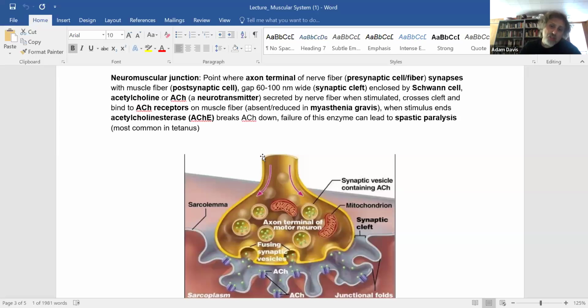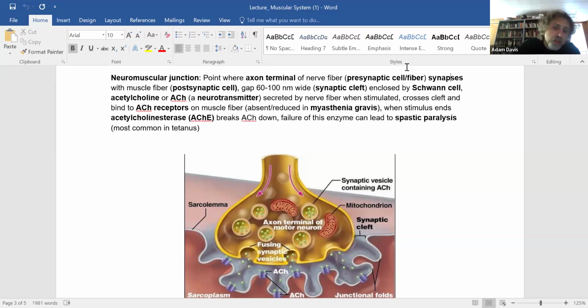The interface between the axon terminal and whatever structure it's sending a signal to, whether it's a muscle, whether it's an organ, whatever a nerve is stimulating, is called a synapse. That's a term you're going to hear a lot in neurology, but the synapse is the interface between a nerve fiber and whatever it's stimulating. And the word synapse is both a noun and a verb. You can say the synapse is the point of contact. You can also say this nerve synapses with this muscle or with this gland or whatever.